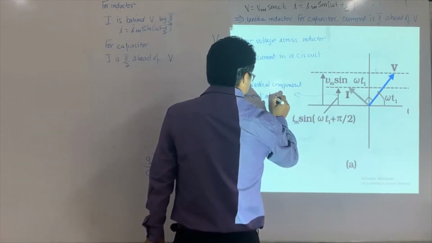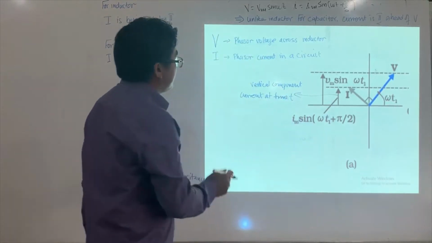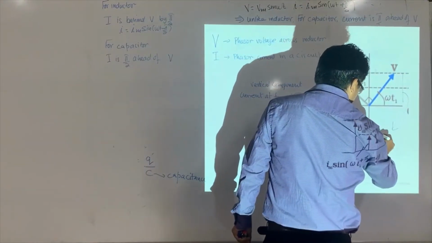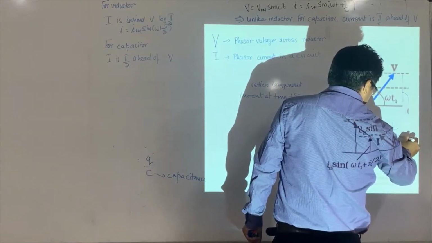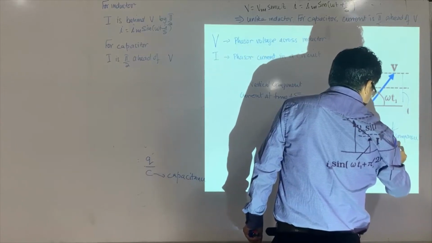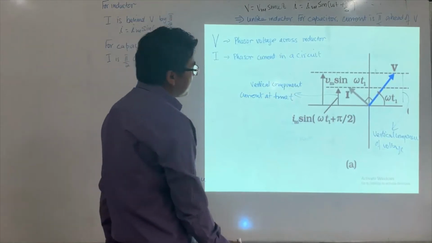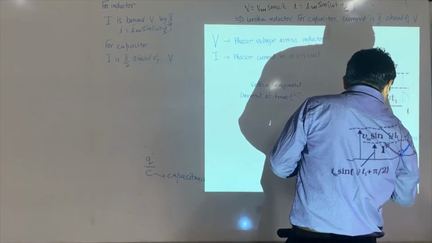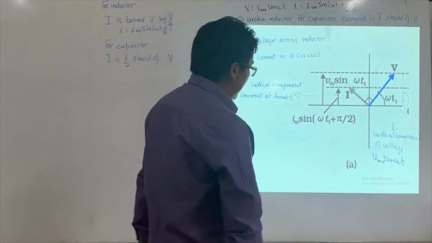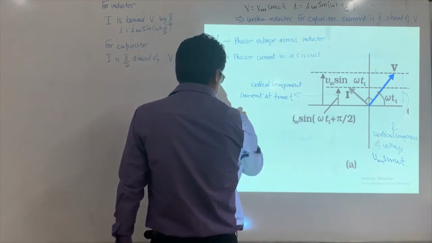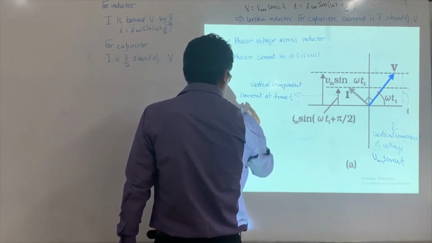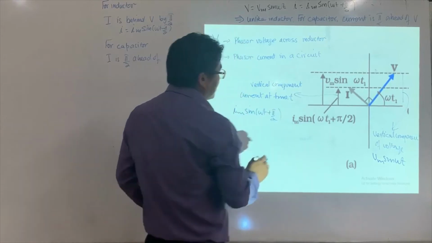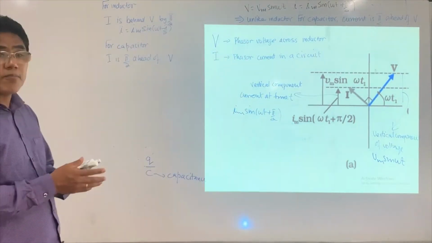At time t. So there, this is what we have, and this is the vertical component of voltage, right? This is the vertical component of voltage. So the vertical component of voltage is given by Vm sine omega t, and the vertical component of current is given by Im sine omega t plus pi by 2. This is the point. This is the phasor diagram representation.